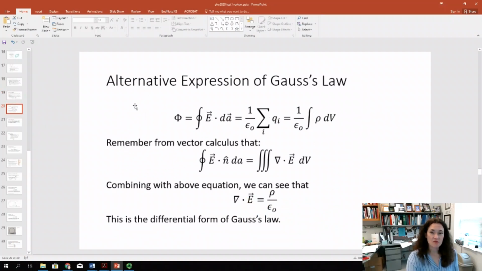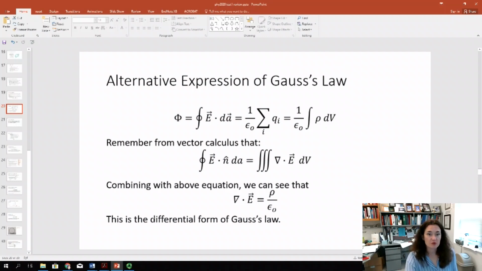Okay, let's talk about alternative expressions of Gauss's law. What I showed you before was the integral form. The net flux is equal to the integral over the surface of E dot dA, which is equal to the enclosed charge divided by epsilon naught. And the enclosed charge divided by epsilon naught is equal to either the summation over all the point charges, sum of Qi over epsilon naught, or a volume integral, 1 over epsilon naught integral rho dV. That's the integral form of Gauss's law.